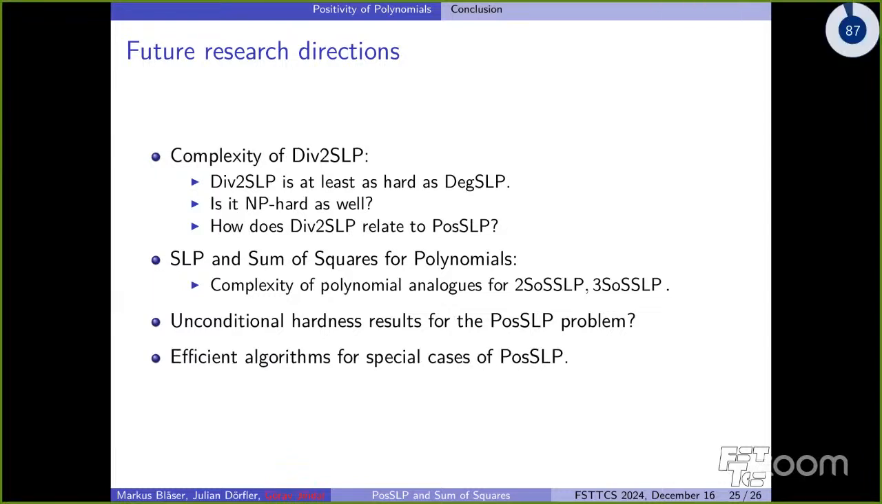Even very special cases of PowerSLP are not known to have efficient algorithms. Even the example I showed you on the first slide, a to the n plus b to the n minus c to the n, for this case I do not know how to decide the sign efficiently when a, b, c, and n are given in binary. So these very special cases of PowerSLP are also open for designing efficient algorithms.